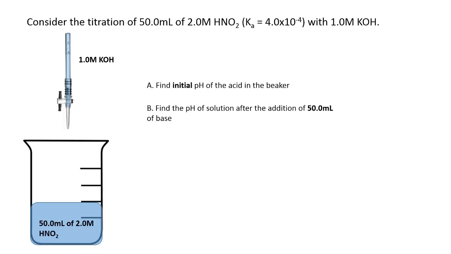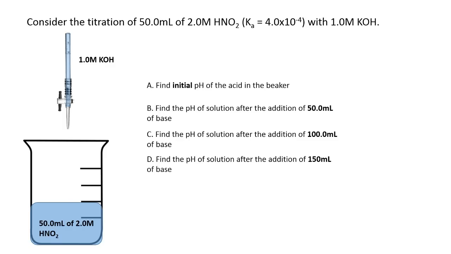Then we're going to find the pH of the solution after we add 50 milliliters of the base. So we'll put in 50 milliliters of hydroxide, changing the volume in the beaker and forming a new pH in that solution. Then we're going to find the pH of the solution after the addition of 100 milliliters of base, and then we'll find the pH of the solution after we add 150 milliliters of base.